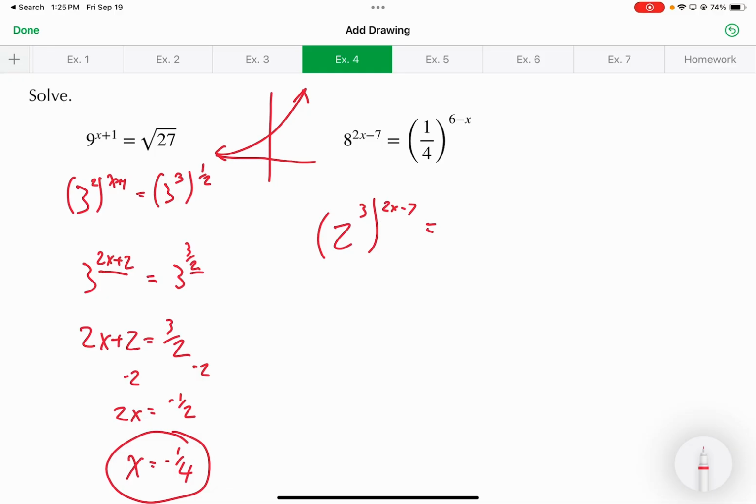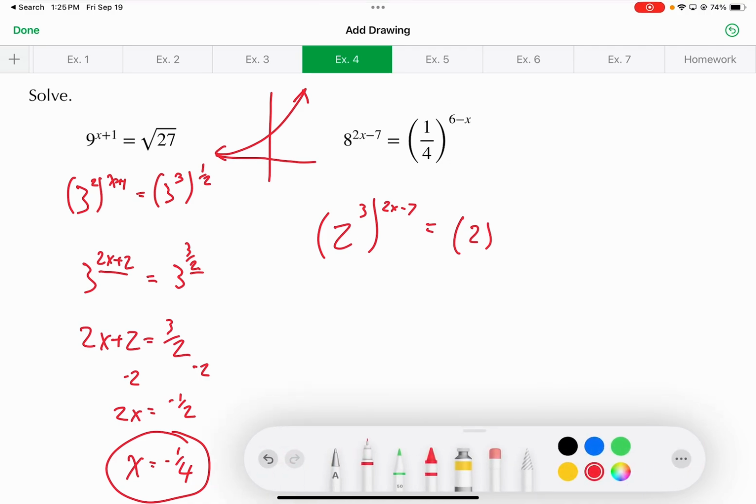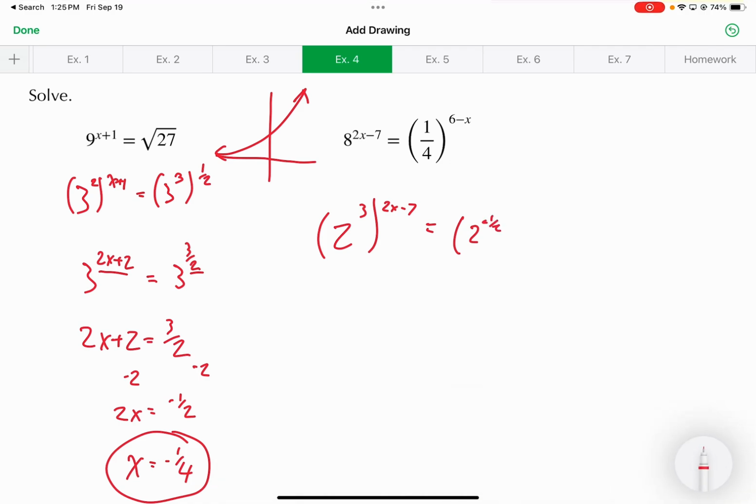2 to the negative 1/2, right? Good job. So 2 to the negative 1/2, and then 6 minus x is still hanging out there. Okay, so get your bases to be the same, and then from there, multiply your exponents. So to get 2 to the 6x minus 21 equals 2 to the, let's see, negative 3 plus 1/2 x.